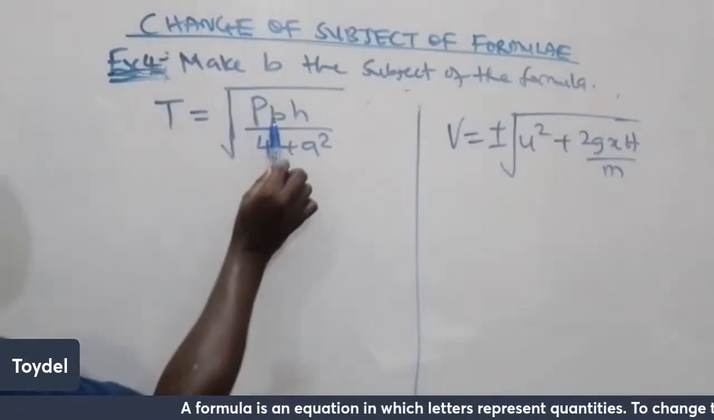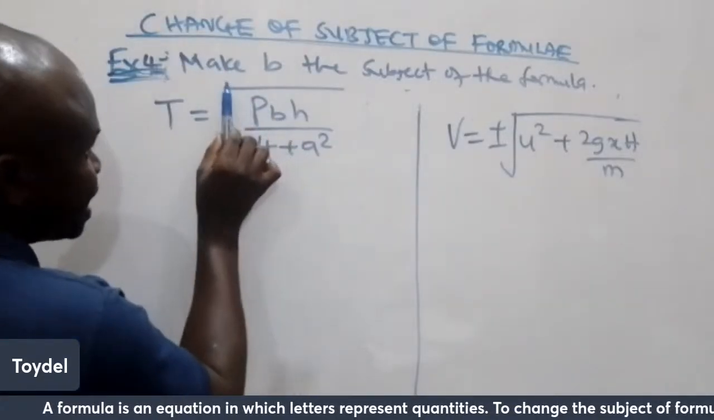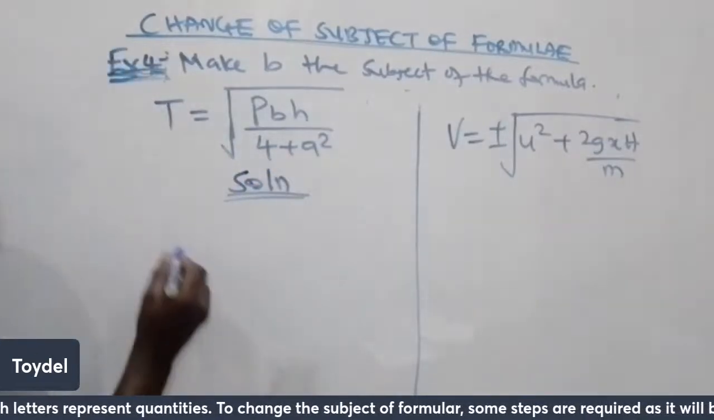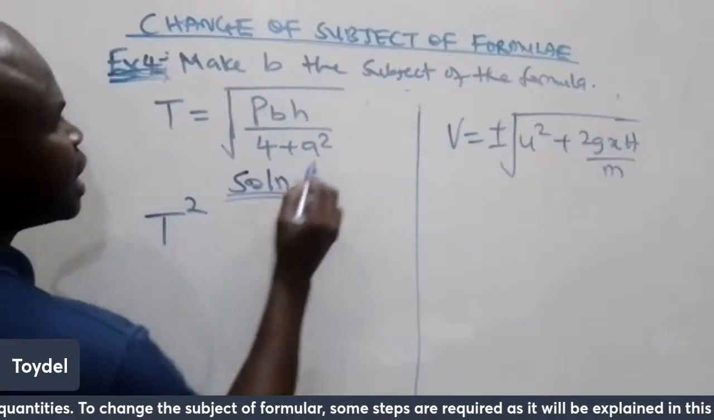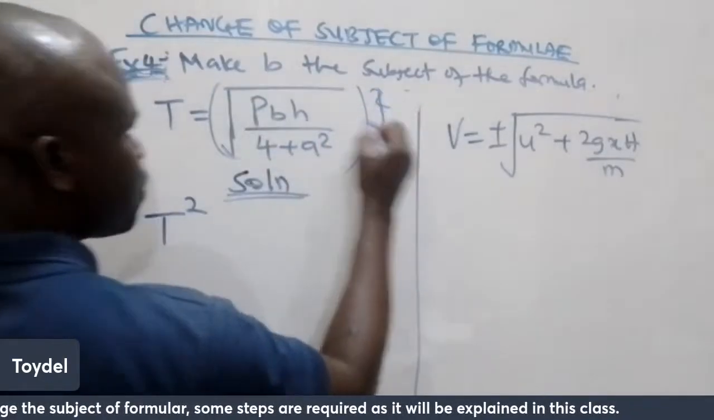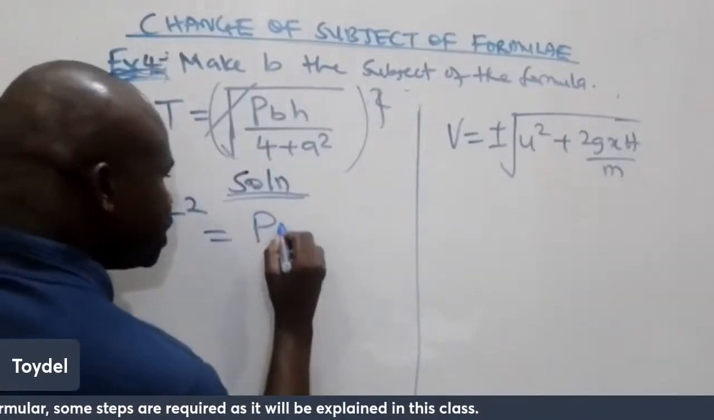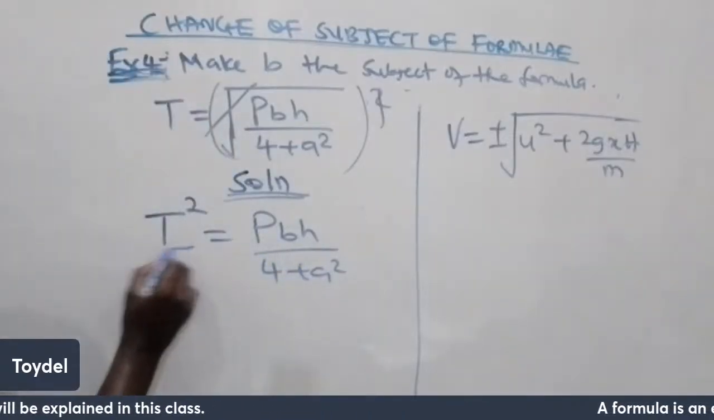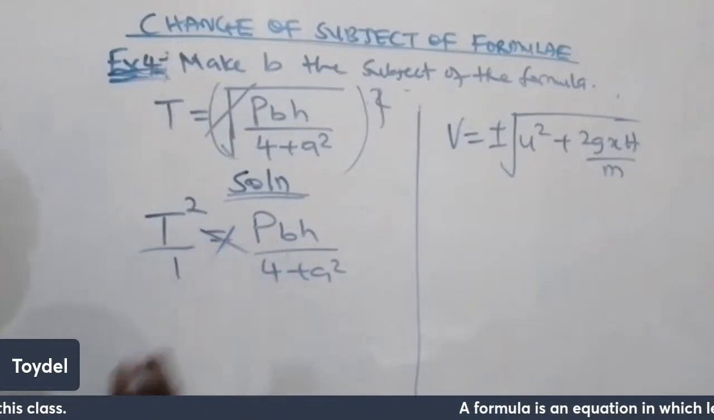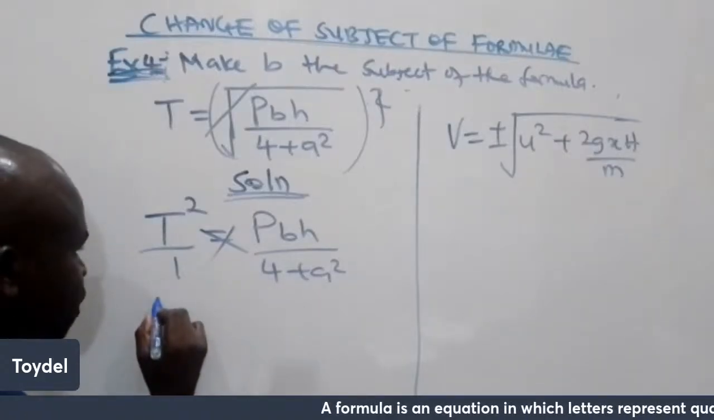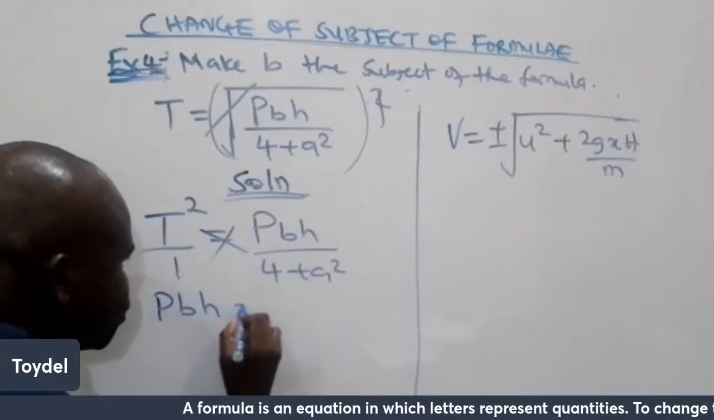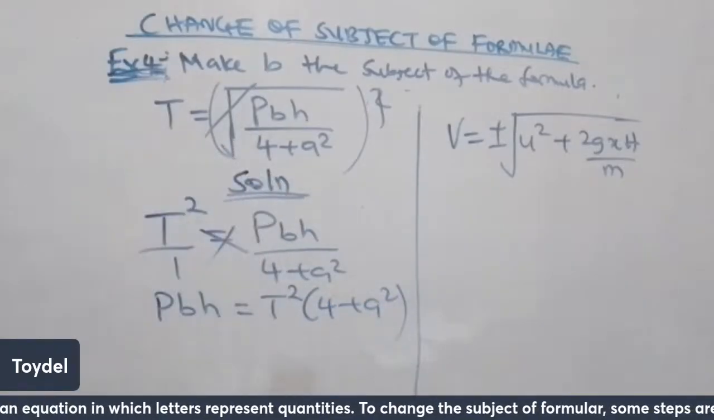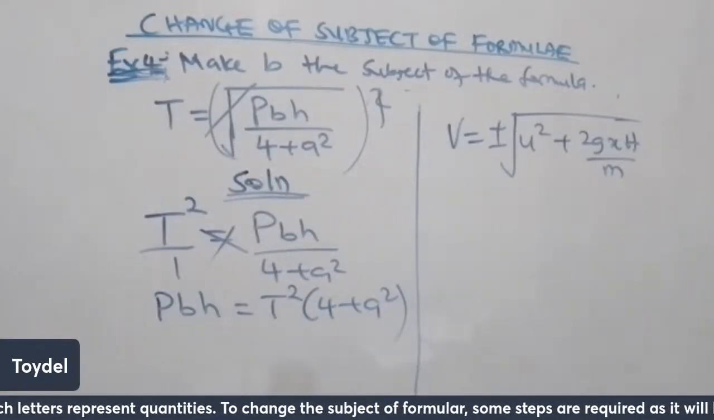For us to be able to get this b, which is inside the square root, we must eradicate this square root. And if we want to eradicate the square root, we can take the square of both sides. So if I take the square of T, it will be T squared. If I take the square of what I have here, square will cancel square root, so that I'll be left with pbh all over 4 plus a squared. That's the first step. I can go ahead and cross multiply here, so that I'm going to have pbh to be equal to T squared into bracket 4 plus a squared.